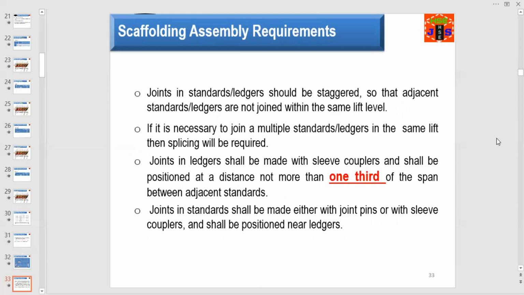Joints in the standards and ledgers should be staggered so that adjacent standards and ledgers are not joined within the same lift level. If it is necessary to join multiple standards or ledgers in the same lift, then splicing will be required. Joints in ledgers shall be made with sleeve couplers and shall be positioned at a distance not more than 1/3 of the span between adjacent standards. Joints in standards shall be made either with joint pins or with sleeve couplers and shall be positioned near ledgers.